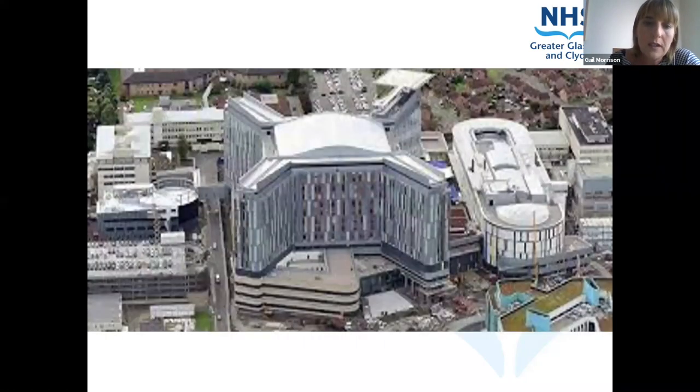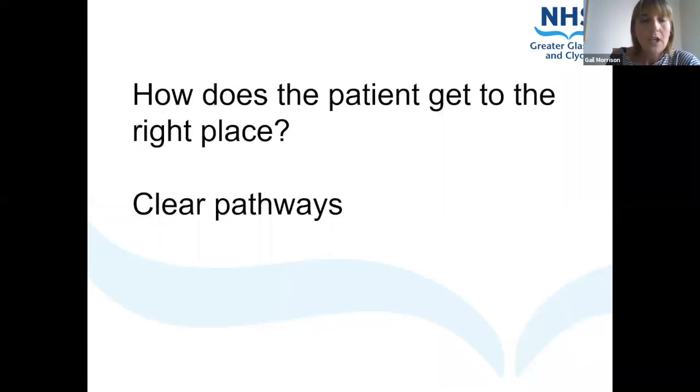The hospital is on one of the largest hospital sites in Britain, if not in Europe. It's a huge hospital site, and it has regional services for spinal and prosthetics, which cover the whole of the west of Scotland. So we have this massive hospital, but how does the patient get to the right place? Because they're coming from all over. So we need to have very clear pathways to get the patient to the right place.